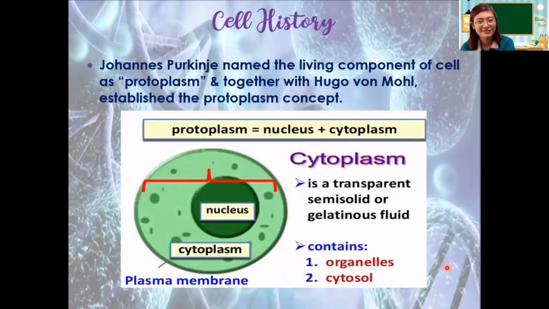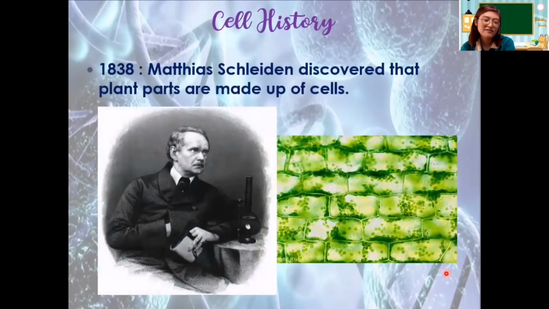Next. Okay, we also have mentioned in the video, during 1838, Matthias Schleiden discovered that plant parts are actually made up of cells. So this one is actually viewed under the microscope. It is actually green in color, given that plants have this green color because of their pigment, the chlorophyll. Okay, so cells are also found in the plant parts. Okay, as you can see there, these are clumps of cells. Okay, next.